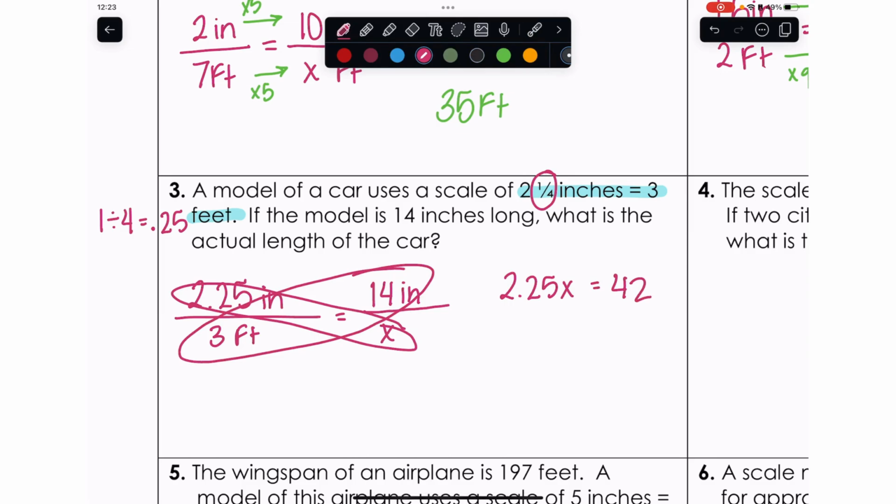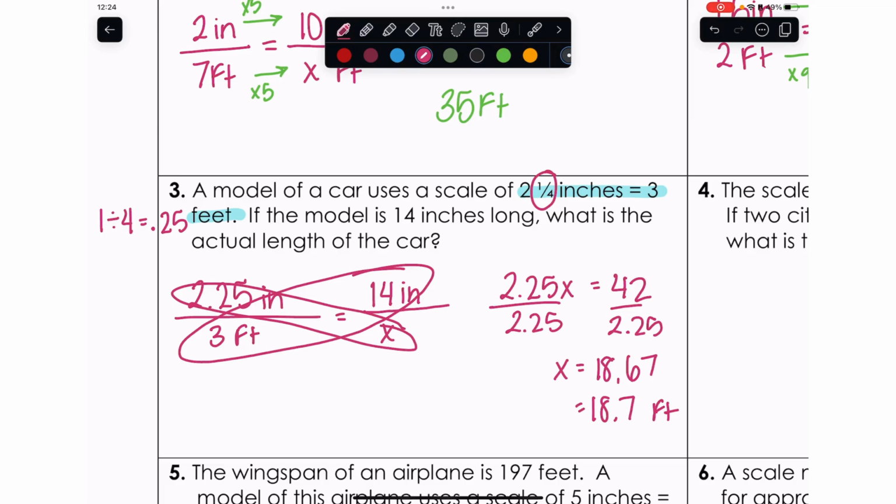Good. And then we can divide. So then you would type in divide by 2.25, which is why I recommend converting it to a decimal, because that would be really annoying to type in 2 1/4 into the calculator. So I would go to a decimal there. So we can say 18.67. We can say 18.7, depending on how you round. But we want our unit of feet there.